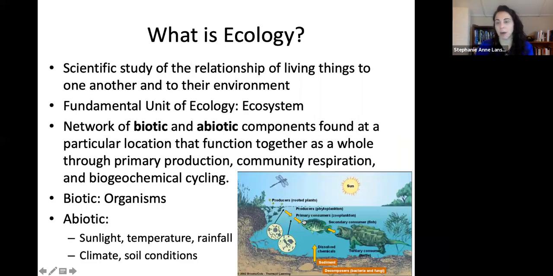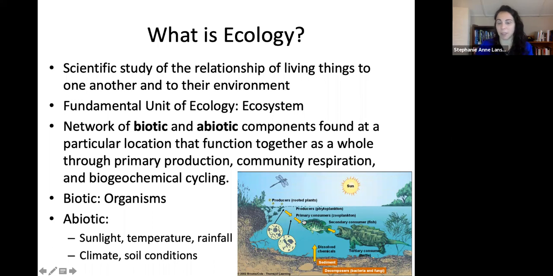So again, we talked about ecology being the fundamental paradigm. So what is ecology? Again, it's the study of living things in relation to one another and to the environment. So the fundamental unit of ecology is the ecosystem. So it's the network of the biotic and the abiotic components found in a particular location that function together as a whole through primary production, community respiration, and biogeochemical cycling.